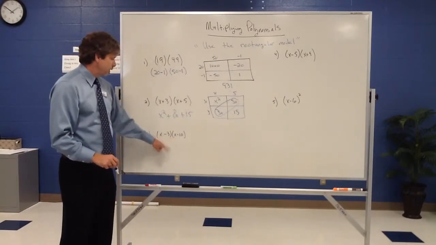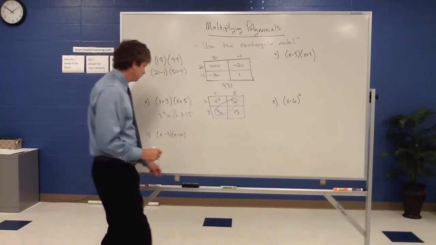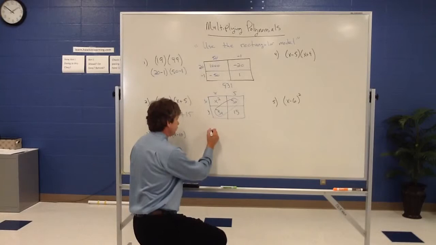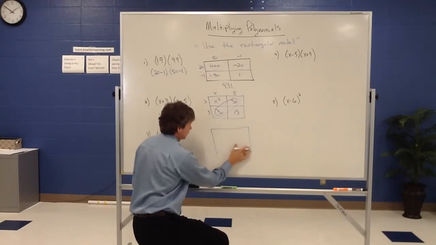Let's look at this next example. So we have the quantity of x minus 3 times the quantity of x minus 10. So again, we can do this using a rectangular model. Let's see, make a rectangle.